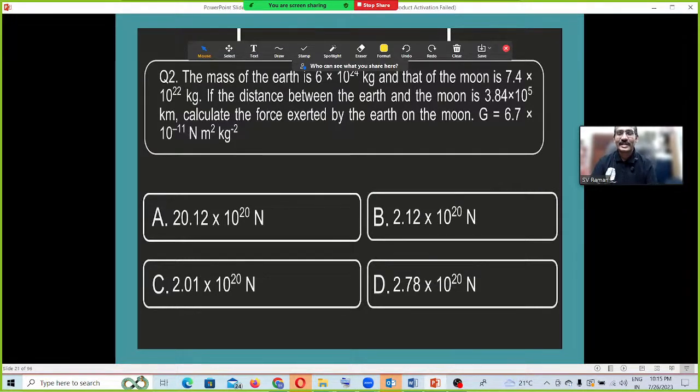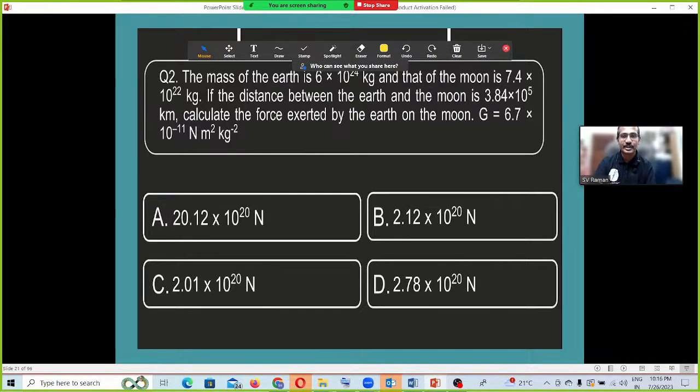Next, there is a question. The mass of Earth is 6 into 10 power of 24 kg and that of the moon is 7.4 into 10 power 22 kilograms. If the distance between the Earth and the moon is 3.84 into 10 power of 5 kilometers, calculate the force exerted by Earth on the moon. G is equal to 6.7 into 10 power of minus 11 Newton meter square per kg square. So while reading this question, children will be confused, sir. Numericals in physics are very difficult. We are unable to understand. So we can solve it in a very simple, smart way.